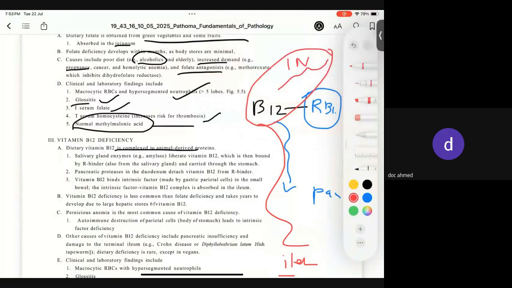For example, if someone is having pancreatic insufficiency, can we detach the R binder? No. If we cannot detach R binder, can we attach intrinsic factor? No. So can we reabsorb B12? No. So can I say in pancreatic deficiency, B12 is not going to be reabsorbed? We can have macrocytic anemia.